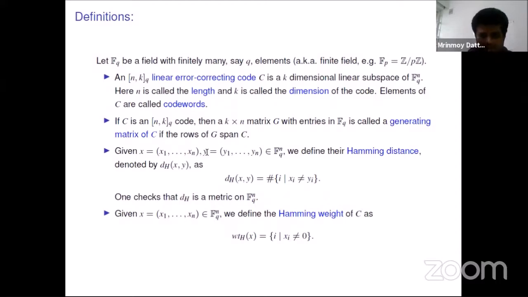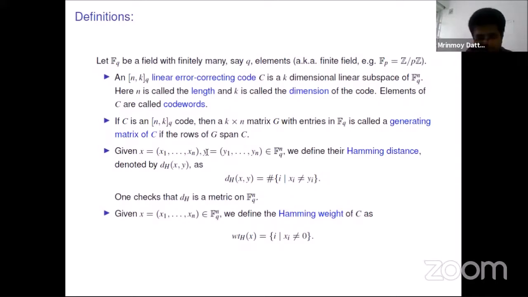So, this is of course a function of x and y, where x and y are 2 points, and it is defined to be the number of coordinates i from 1 to n, where xi is not equal to yi. Now, if you have read about metric spaces, you could somewhat easily check that this Hamming distance is actually a metric on Fq to the power n.